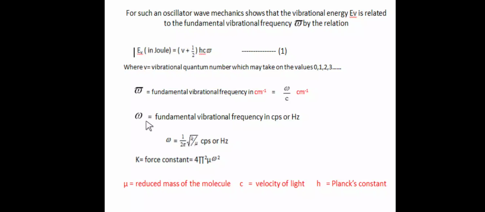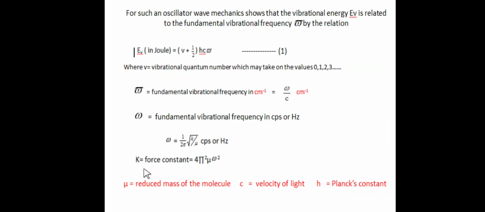So, here the omega is equal to 1 upon 2 pi under root k by mu, cycles per second or hertz. Generally the omega bar is expressed in terms of centimeter inverse, while the fundamental vibrational frequency omega is expressed in cycles per second or hertz. Here mu is called the reduced mass of the molecule, k is called the force constant, C is the velocity of the light, and h is the Planck constant.